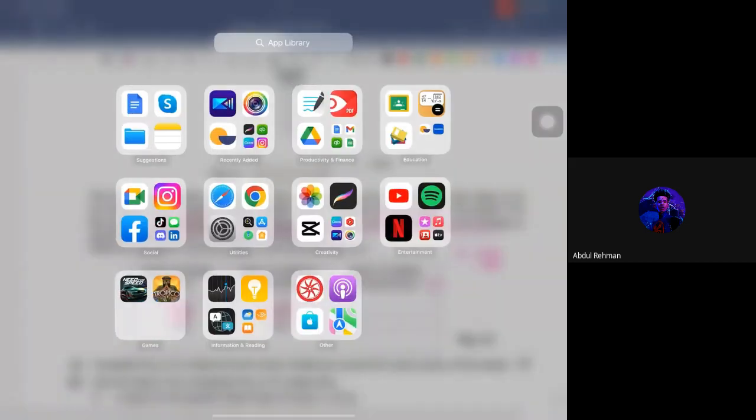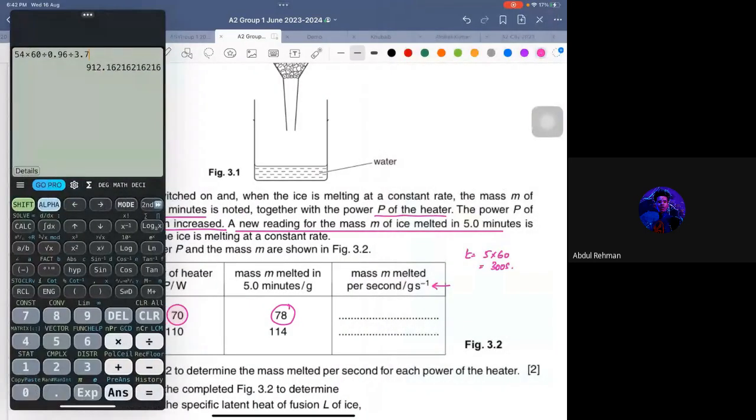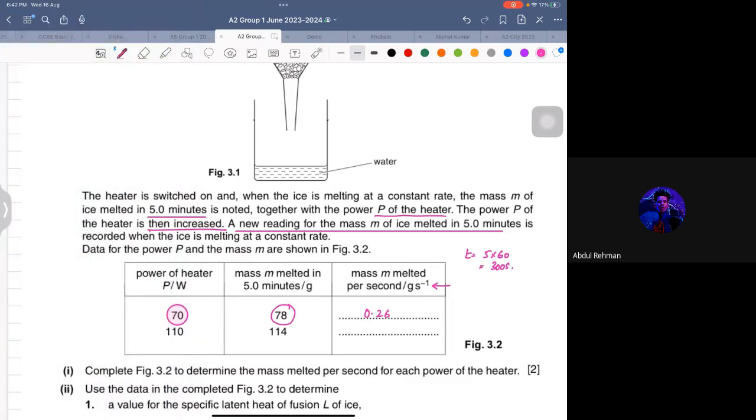Let me take out the calculator, please. Yes, sir, it's 200. 300, yeah, okay. So it means 78 when divided by 300 will give us 0.26 grams melted per second. Is it clear?